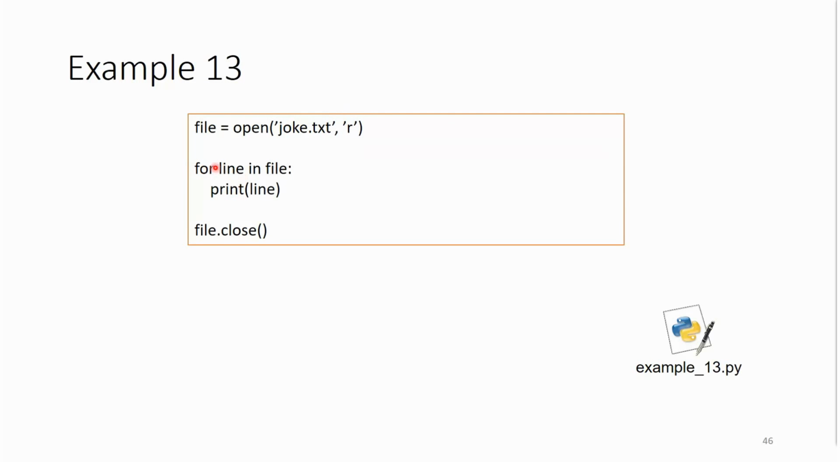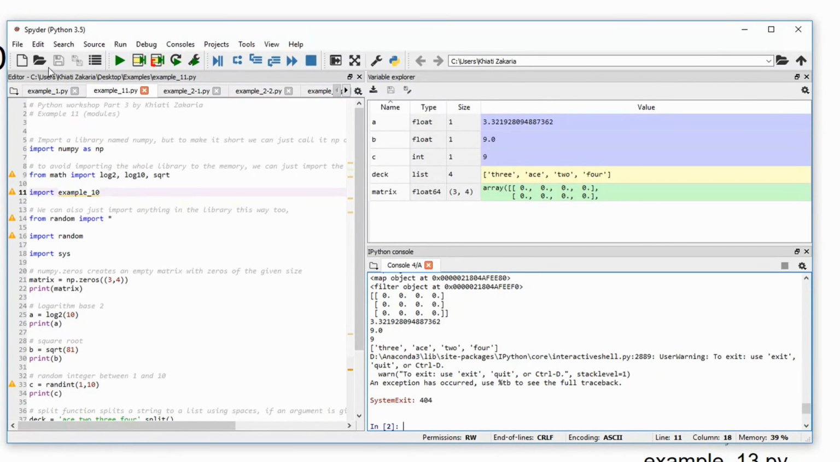And then we can loop over the file. This is a very easy way to actually access the file. It's just one line, and then we go through the lines in the file. For line in file, we can print the line. And here we have file.close. Let me run an example for you.